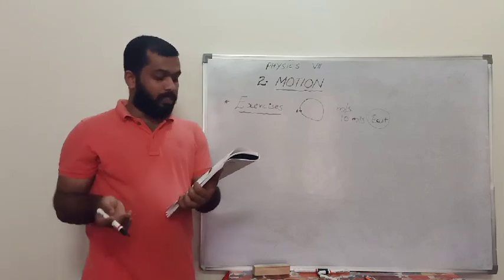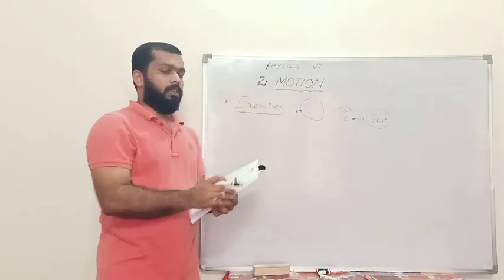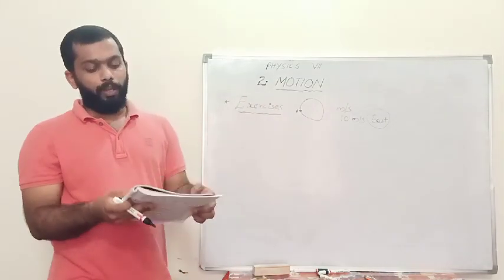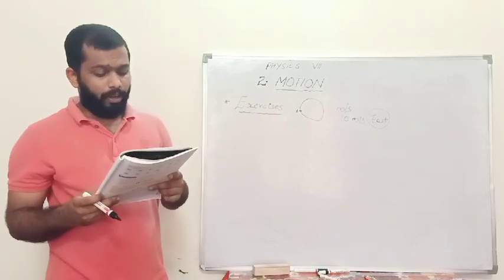Another one is unequal distance in equal interval of time with the change in direction. That is also called a non-uniform velocity. Then last, answer the following.